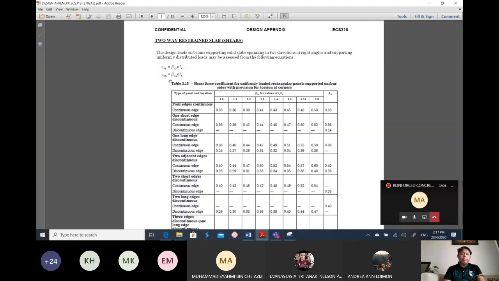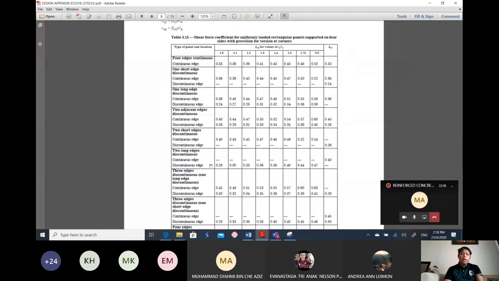For VSX is beta VX and LX. Okay, here is Table 3.15, shear force coefficient for uniformly loaded rectangular panels supported on four sides with provision for torsion at corner. So this value here is the value for beta VX for the short span. Here is beta VY for the long span. Okay, we have all 9 cases here.